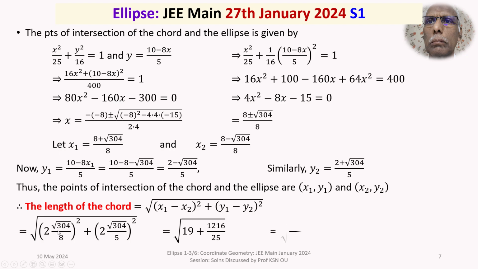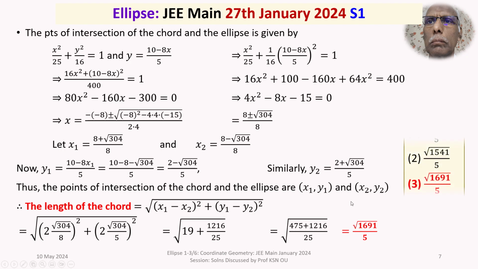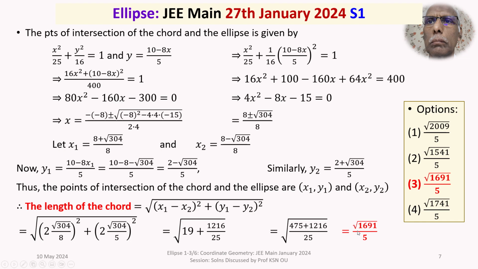Under the square root of the first one, 2 under the square root of 304 by 8 whole square is 19. And on further simplification this will give you 1216 by 25. Take the LCM and simplify. You will get under the square root of 1691 by 5. That's the length of the chord. Let's look at our options. Our answer appears against option 3. Therefore, the answer to this question is option 3.